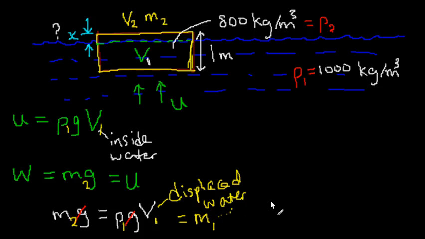Now, so the mass of the wood, this is the mass of the wood, right? This is for the wood. Turns out the mass of the whole piece of wood, both below and above the water, is equal to the mass of the water that is displaced. So if the masses are equal, then since both are on Earth, their weights are also equal. In other words, we have an important result here.